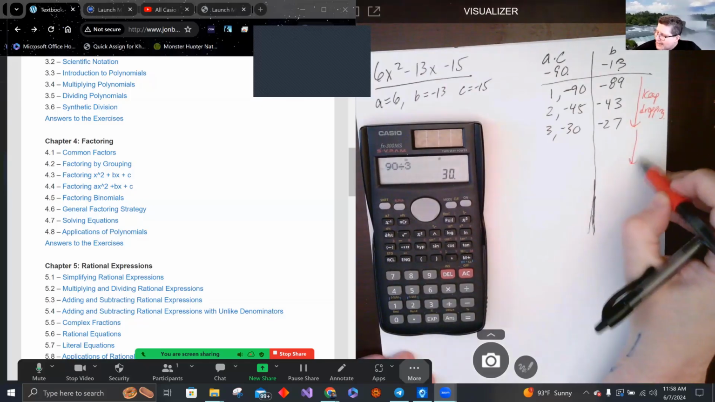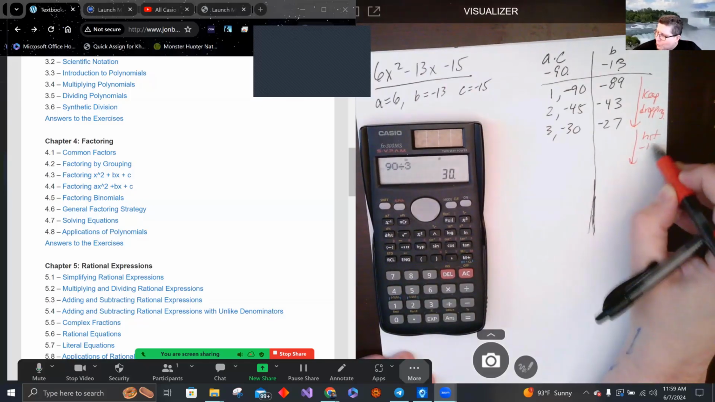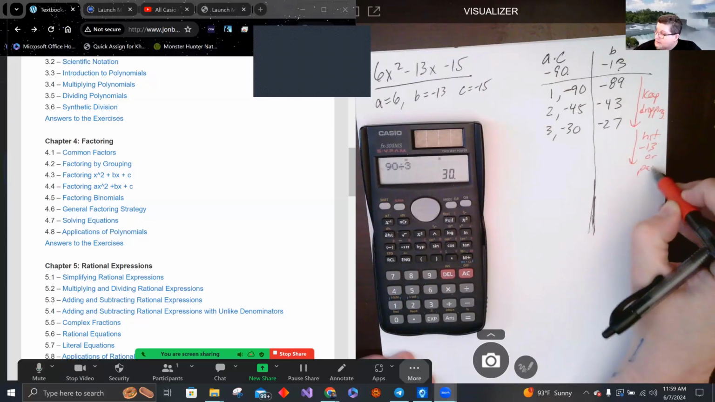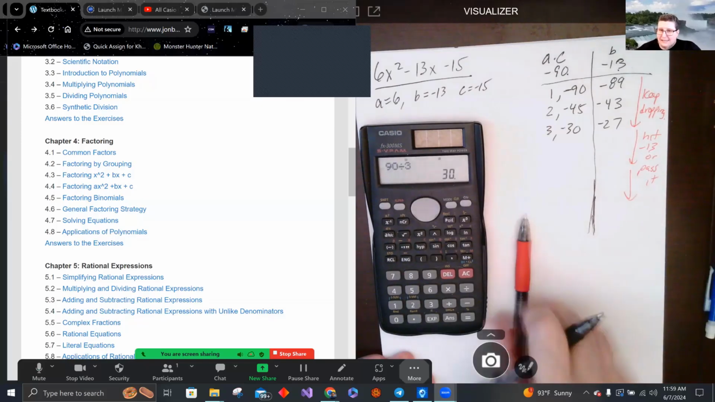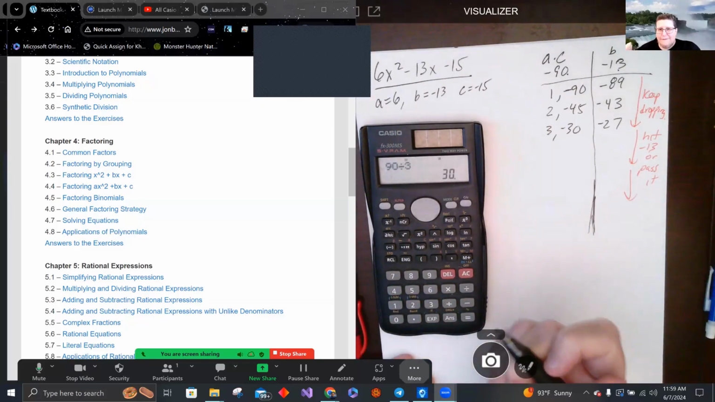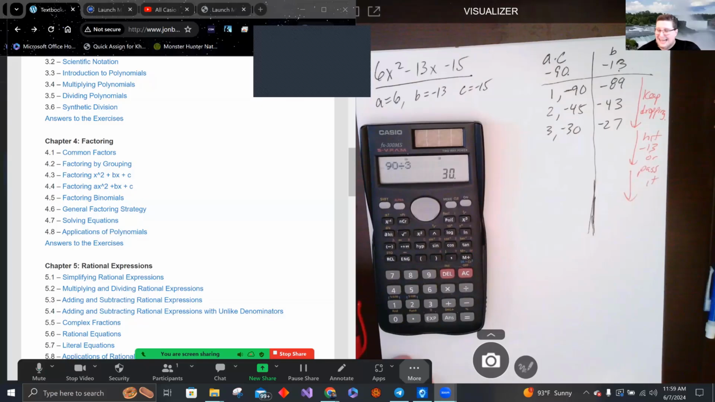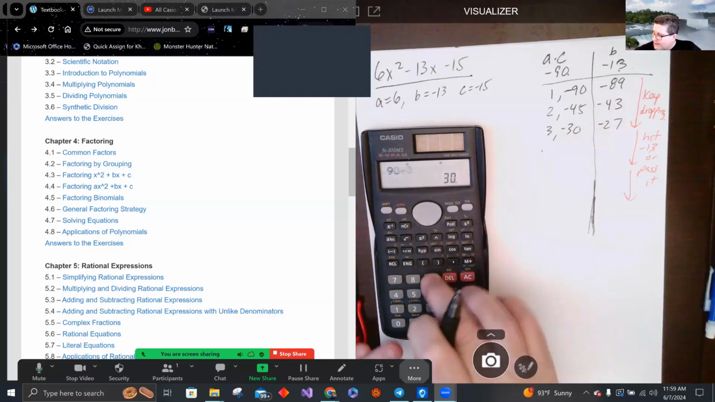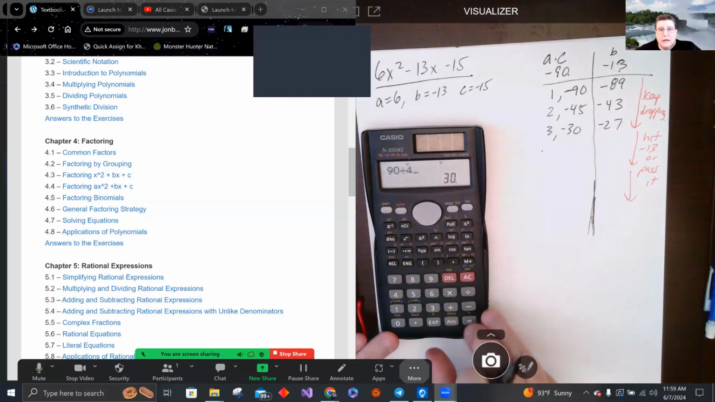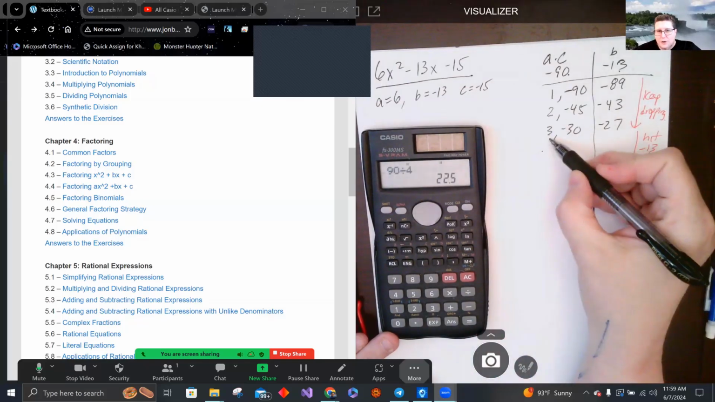They'll eventually hit negative 13 or pass it. If they hit the negative 13, we found what we're looking for. And I'll talk about if they pass it in a second. Let's try 4. Does 90 divide by 4? 90 does not divide evenly by 4, so I'm going to skip 4.